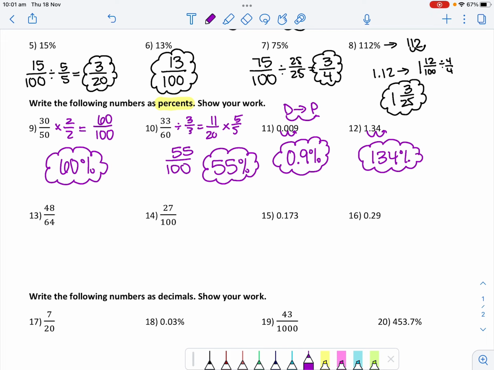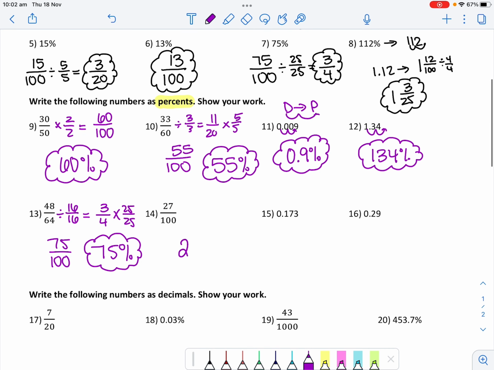For number 13, 48 over 64, the thing they have in common that's the greatest is going to be 16. So I get 3 over 4. And then I'm going to multiply by 25. So 75 over 100 is 75%. 27 over 100 is already over 100, so 27%.